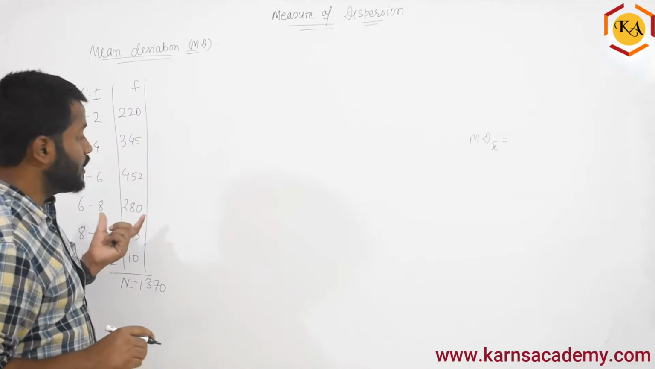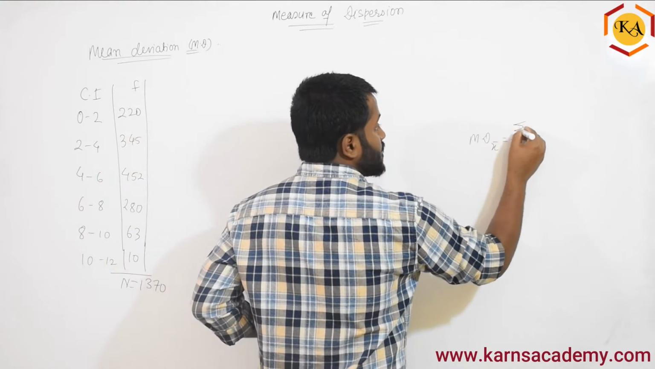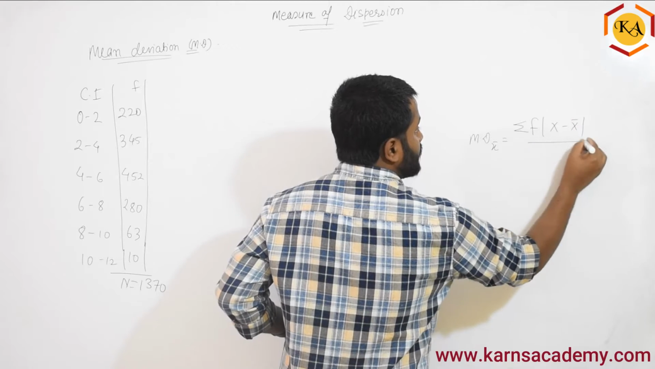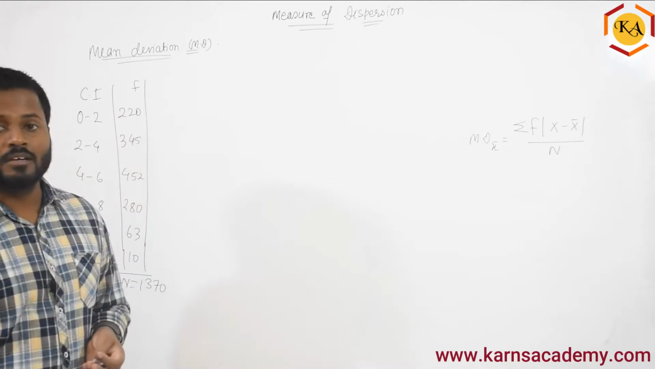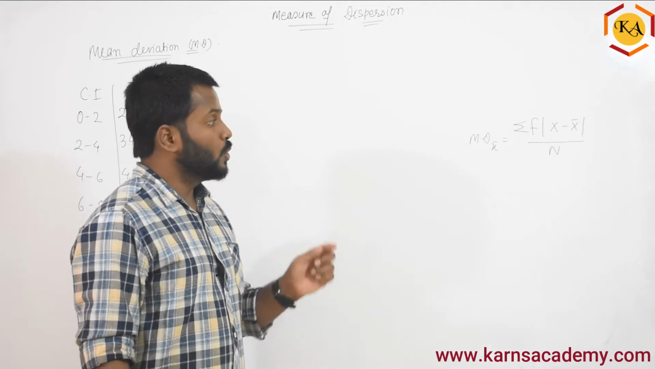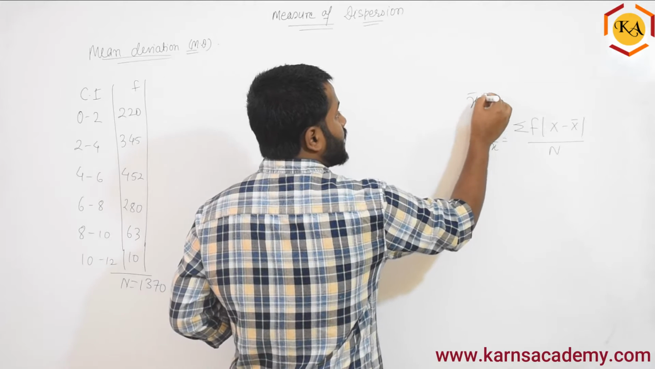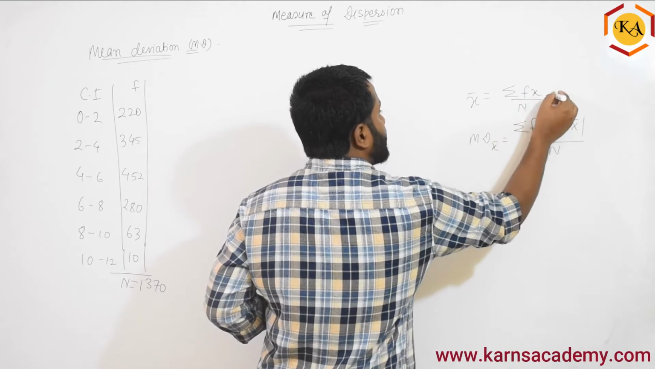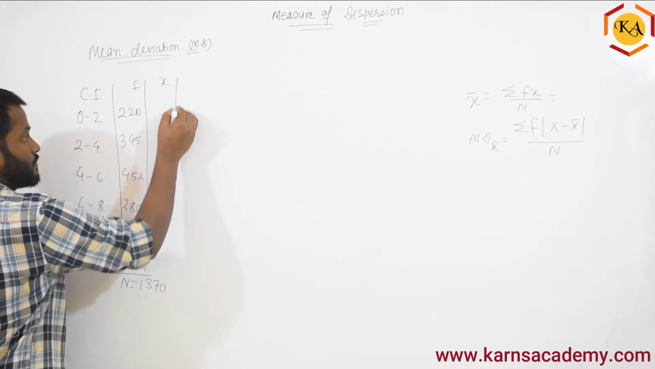It is the continuous data, right? Which means a group data. So your formula will be summation f of x minus x bar by n. Correct? Summation f of x minus x bar by n, which means first thing you are going to do, you are going to calculate x bar. So what will be the x bar? Summation fx by n, right? So first let's find out the x.